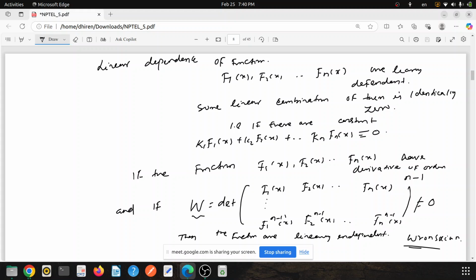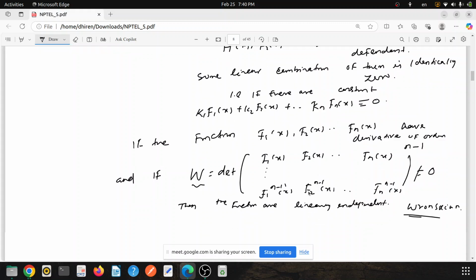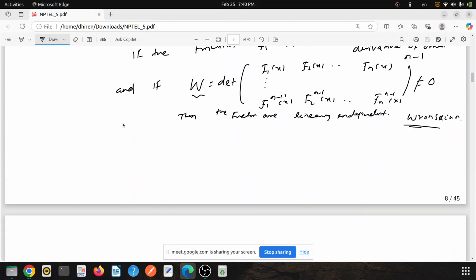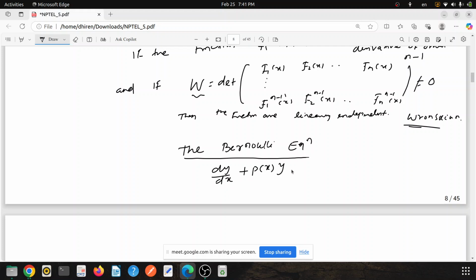Next we will see a special kind of differential equation, although we will not solve it here. This differential equation is known as the Bernoulli equation. It has the form dy/dx plus p(x) y is equal to q(x) y to the power n.